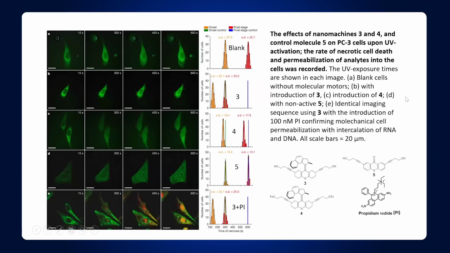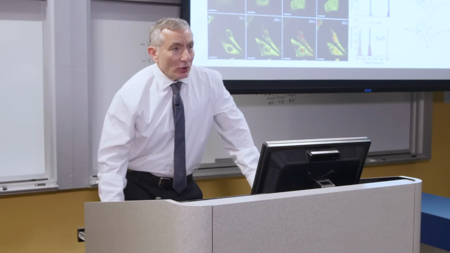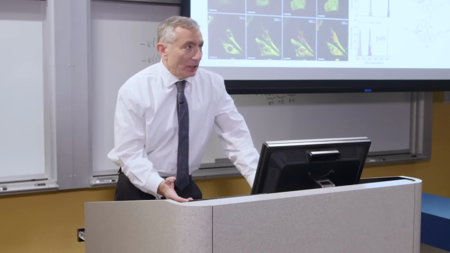So we just took these nanomachines. Look at these nanomachines. We took a control that doesn't rotate, and we had different end groups on here, and we used it in the presence of propidium iodide. Propidium iodide is a dye that turns red when it intercalates into DNA or RNA. Now, the only way it can intercalate into DNA or RNA is to get inside the cell, but it can't normally get inside the cell.